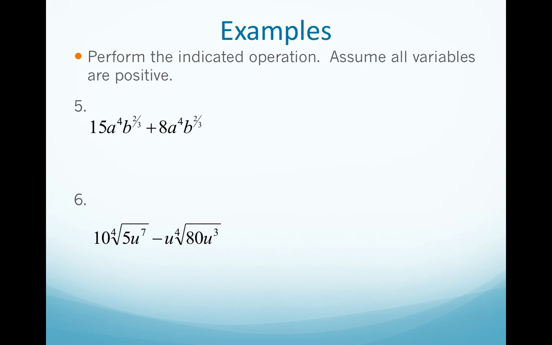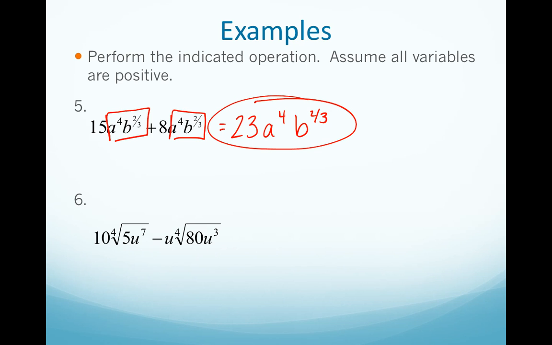If you're adding or subtracting with exponents or radicals, you really can only combine like terms. So here you have a 15, a to the 4th, b to the 2/3. Here it's a to the 4th, b to the 2/3. So this is really the same. It's like saying 15x plus 8x. We're going to keep what I have in a rectangle the same and just add those coefficients. So 15 and 8 gives us 23. And then we keep the a to the 4th, b to the 2/3.